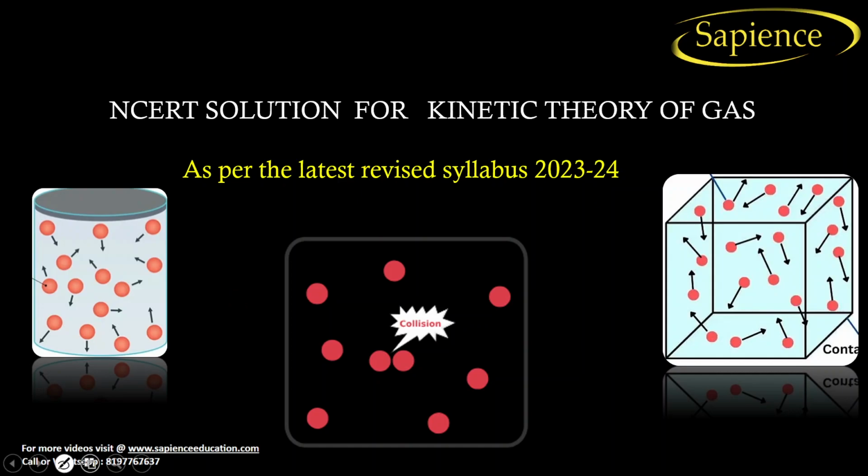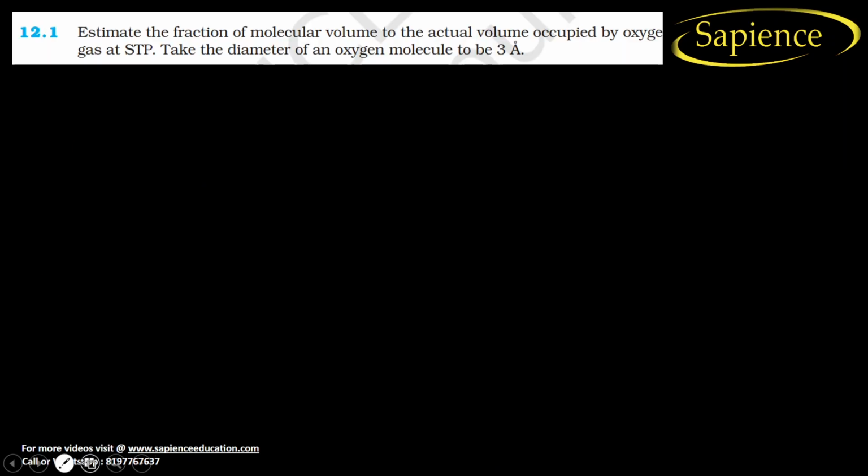So today I'm going to teach you about kinetic theory of gases, where I will solve NCERT questions as per the latest syllabus 2023 and 24. So let us start from question number one. Estimate the fraction of the molecular volume to the actual volume occupied by the oxygen gas at STP. Take the diameter of an oxygen molecule to be 3 angstrom.